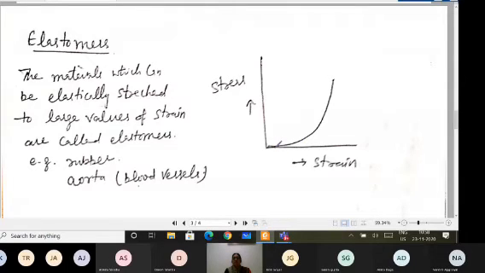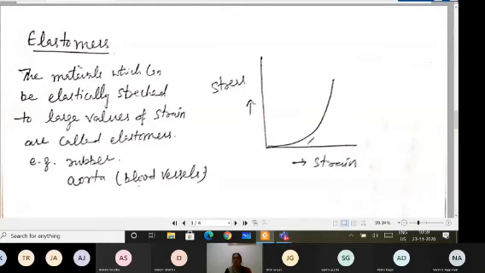So for such materials, when you plot the stress strain graph, you are not getting a straight line graph. The graph is coming like this. It means they are not following Hooke's law. Hooke's law is not obeyed by these materials which are known as elastomers. It means when you apply the force, large values of strain are produced even with small stress.